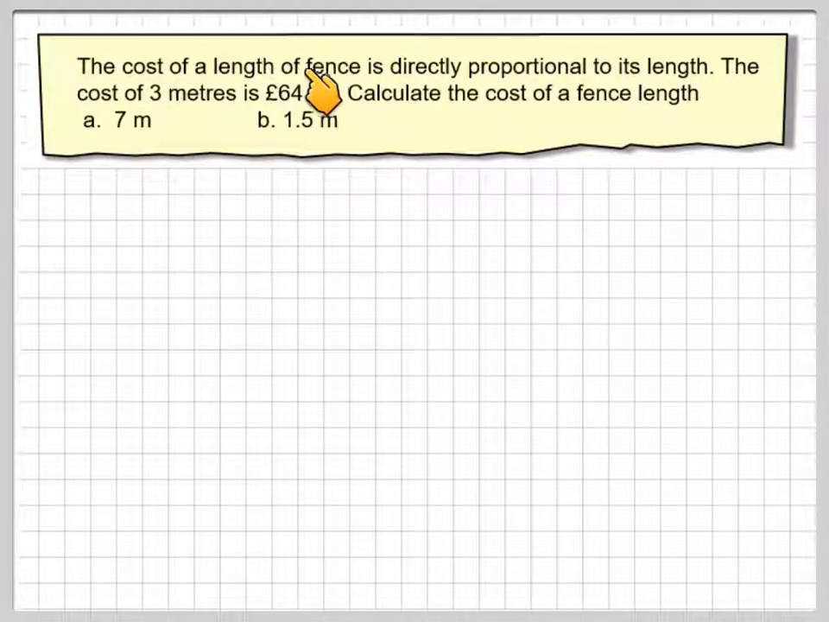The cost of the length of fence is directly proportional to its length. The cost of 3 metres is £64.50. Calculate the cost of a fence of length A, 7 metres, and B, 1.5 metres.